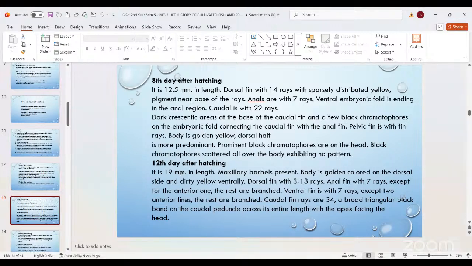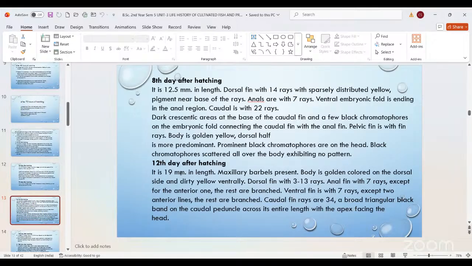12th day after hatching. It is 19 mm in length now. Maxillary barbels are present. Body is golden in color on the dorsal side and dirty yellow ventral side. Dorsal fin with 3 to 13 rays. Anal fin, it has 7 rays. Except for the anterior one, the rest are branched.